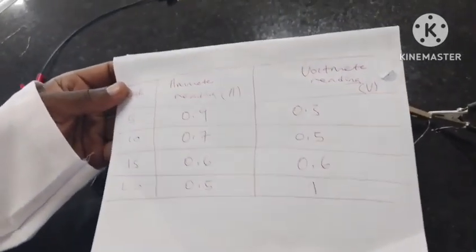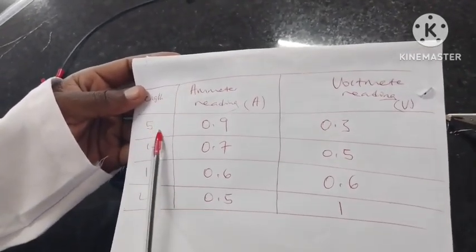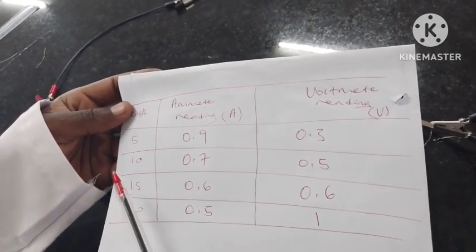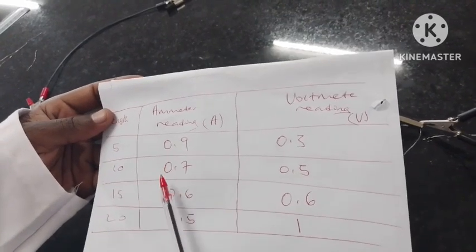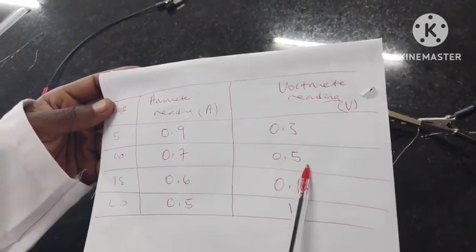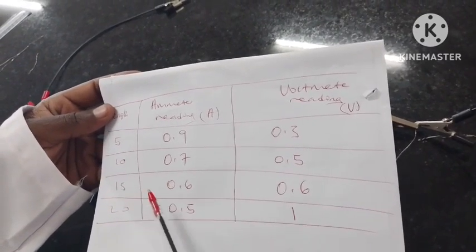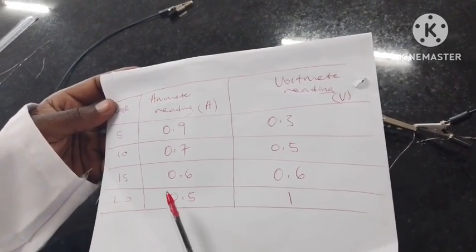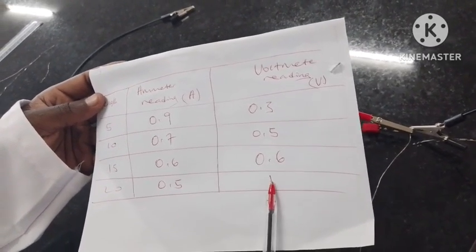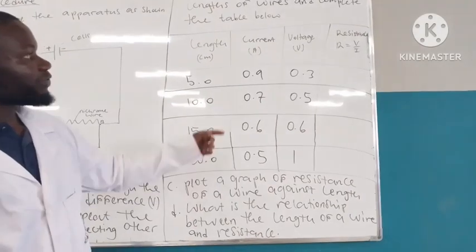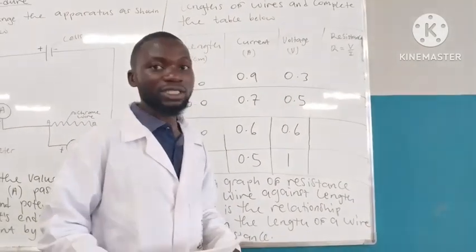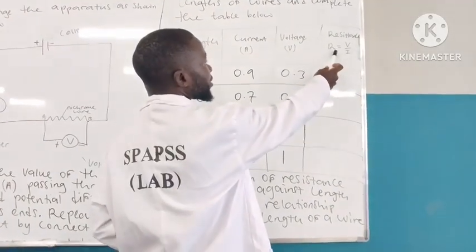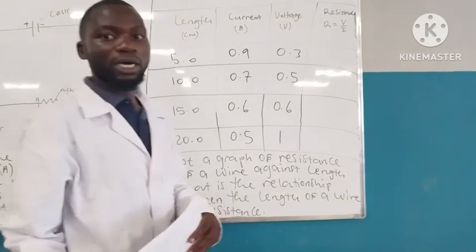The values that we have obtained: after connecting 5 centimeter, the ammeter reading was 0.9 and the voltmeter was 0.3, and after connecting 10 centimeter, the ammeter reading was 0.7 and the voltmeter was 0.5. After connecting 15, the ammeter was 0.6 and the voltmeter was 0.6. After connecting 20, the ammeter was 0.5 and the voltmeter was 5. So now we can find the value of resistance using this formula. That's resistance is equal to voltage over current.